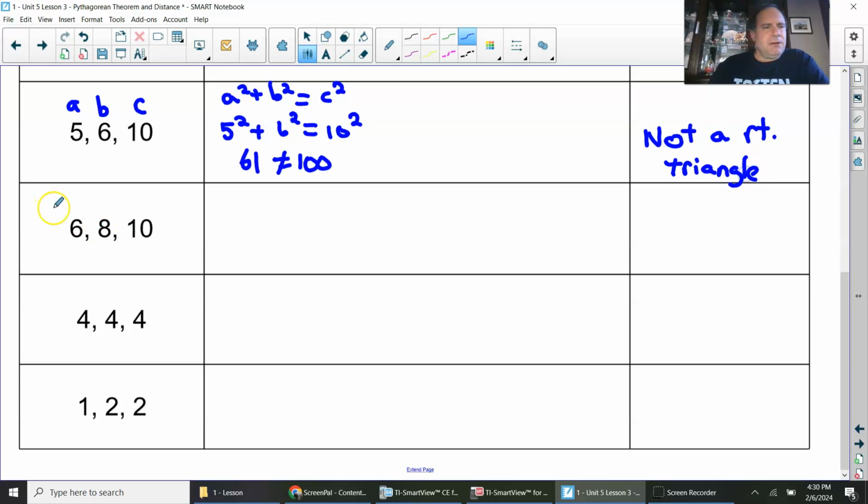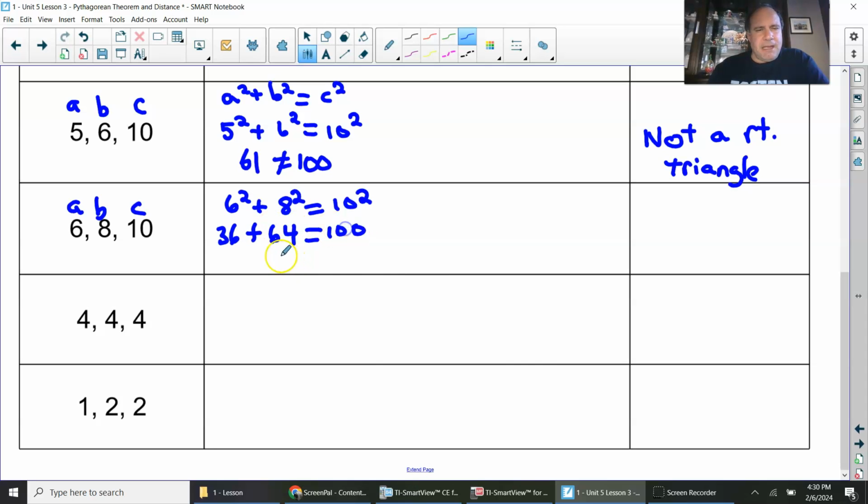The next one, we have A, B, and C. We have A squared plus B squared equals C squared. I'm just going to rewrite. I have 36 plus 64 equals 100. And 100 equals 100. You can put it right directly into your calculator. It is a right triangle.